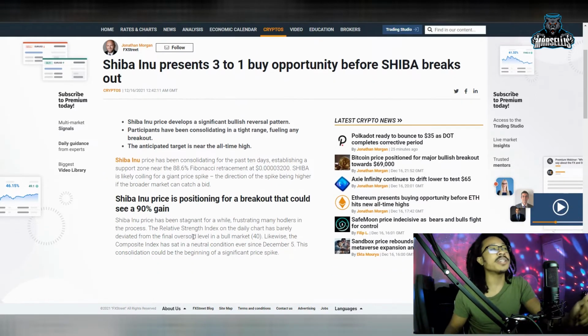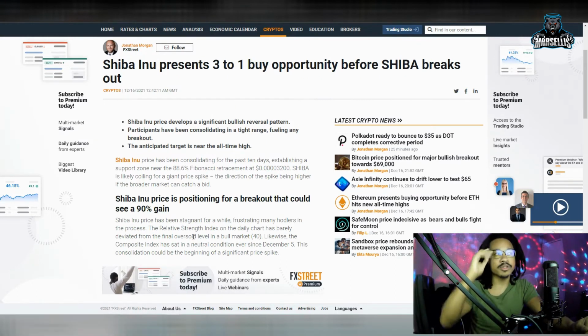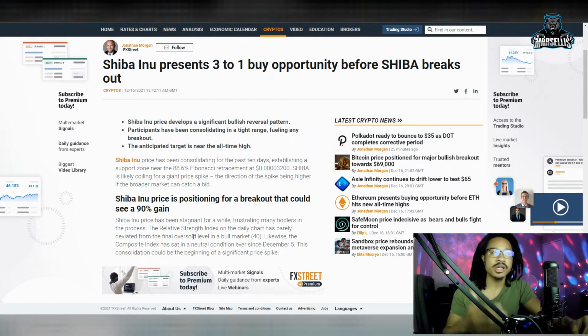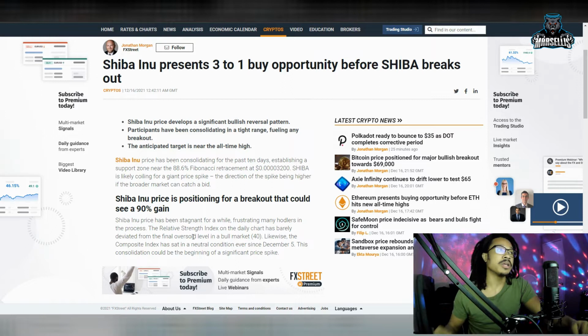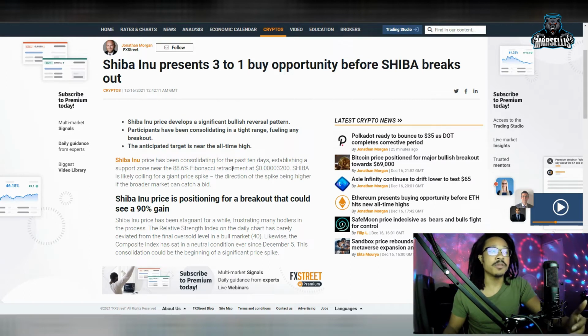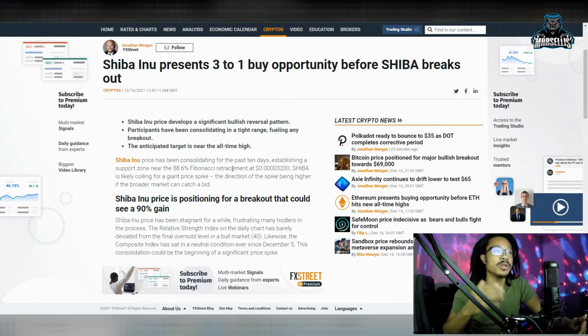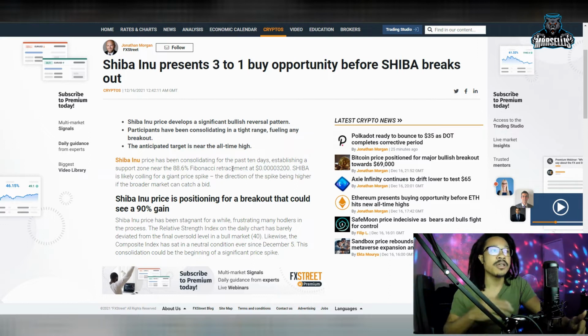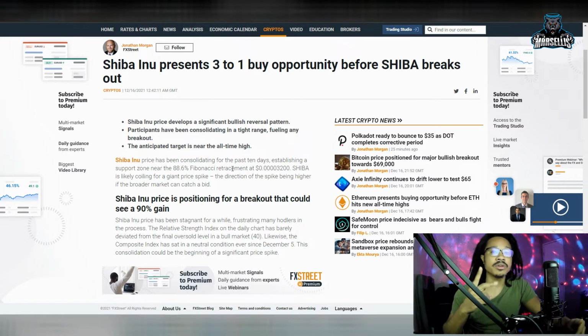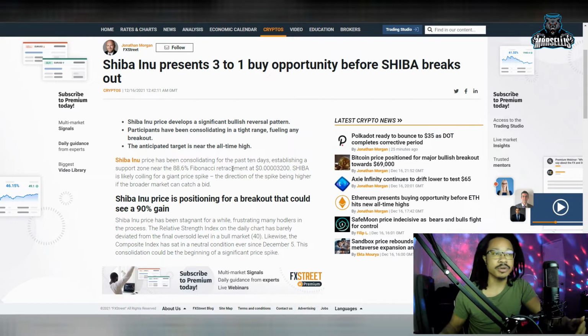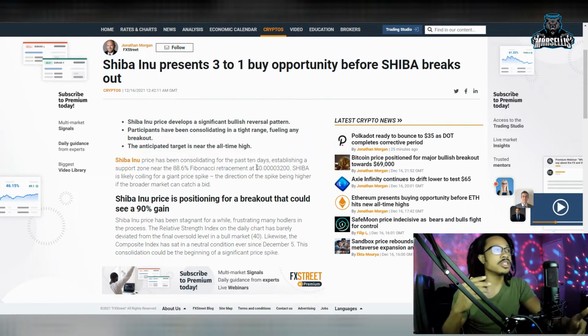They say Shiba Inu price develops a significant bull reversal pattern. Participants have been consolidating in a tight range, feeling out any breakout. So the anticipated target is near the all-time high. Now, Shiba Inu price has been consolidating for the past 10 days, establishing a support zone near the 88.6% Fibonacci retracement at 0.00003200. So Shiba is likely to continue coiling for a giant price spike.